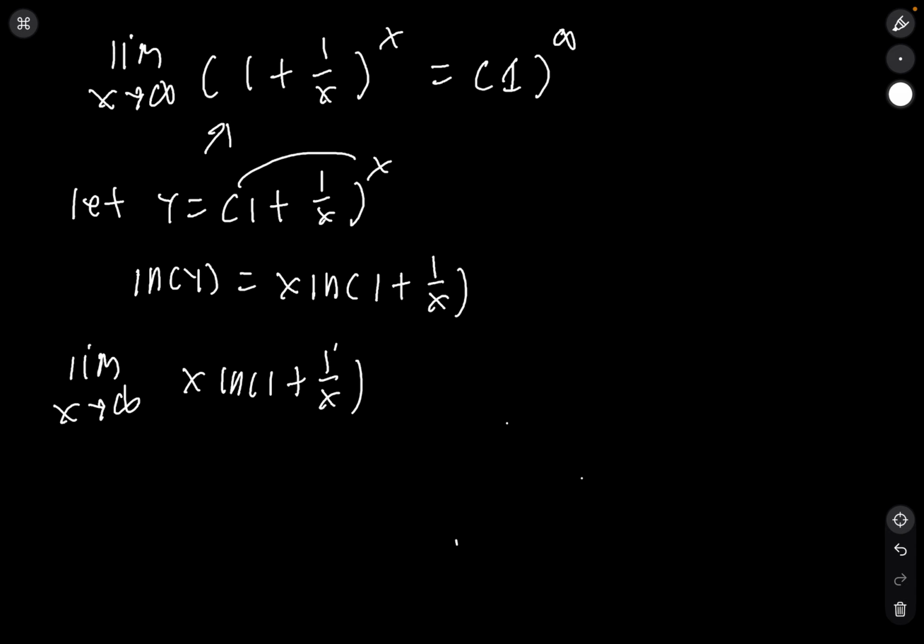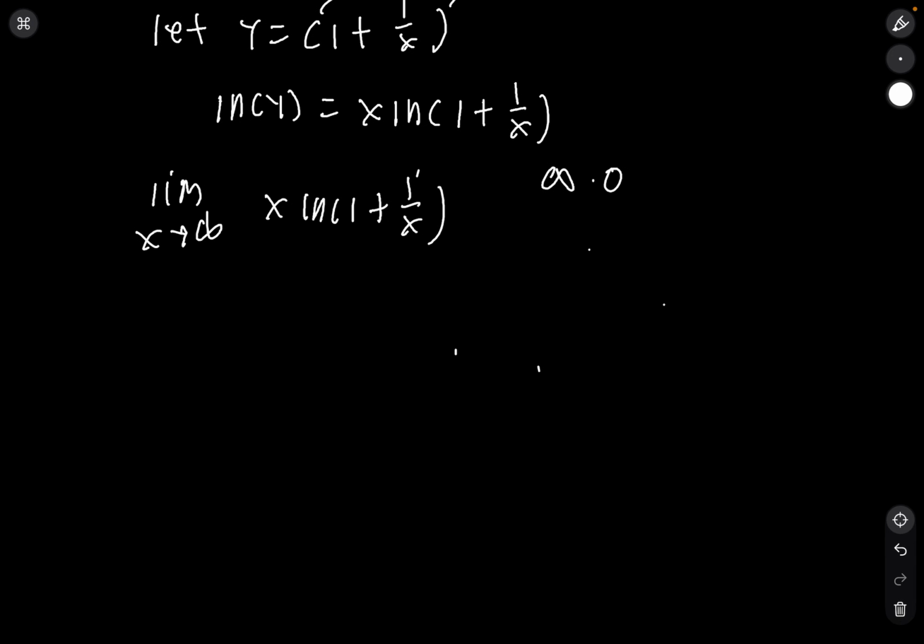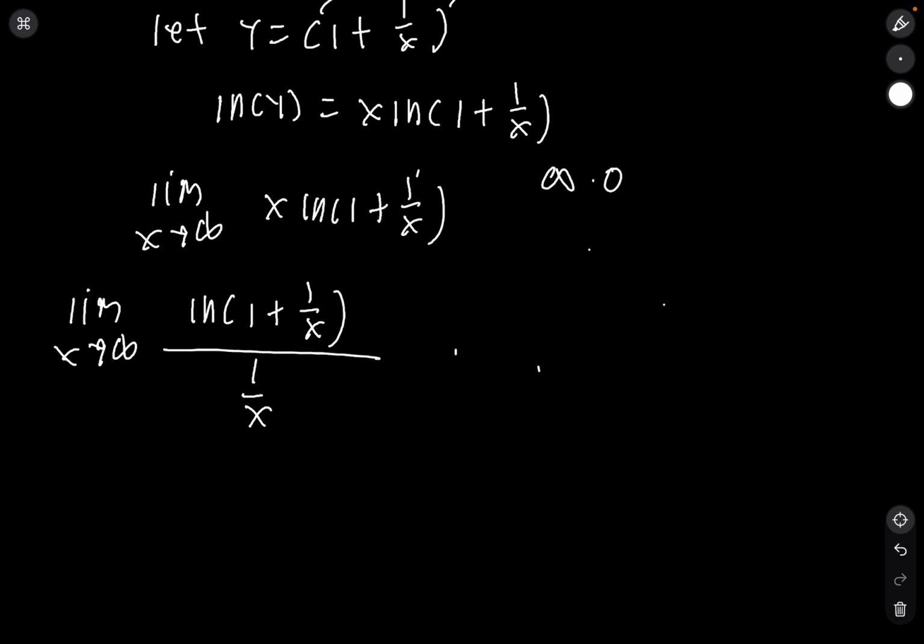1 over x. And you might be wondering to yourself, well, we just have another indeterminate form. This time we have infinity times 0. And you're right. But we're going to do the same thing we did in the last question. We're going to rewrite this to be natural log of 1 plus 1 over x all over 1 over x.